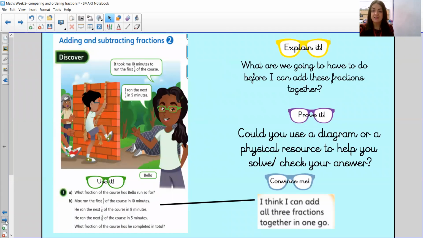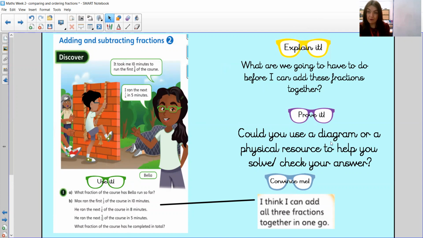Okay, so let's get started then. What are we going to have to do before we can add these fractions? I've already given you a clue there with my explain it that we're going to be adding in this question. You've got question A and question B to have a go at. So I want you to explain first any problems that you might face. Then I want you to use it. I want you to solve the problem, A first, and then prove it.